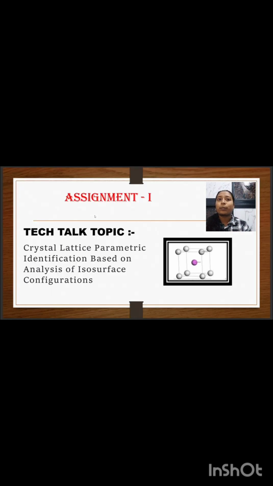So today's Tech Talk topic is crystal lattice parametric identification based on analysis of isosurface configuration. So let's start the topic of today's Tech Talk. First one, crystal lattice. What is the crystal lattice? We have to discuss today on this crystal lattice.